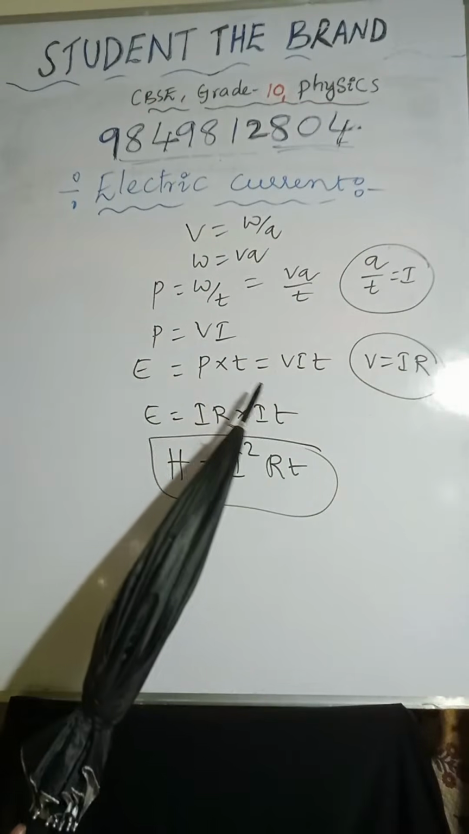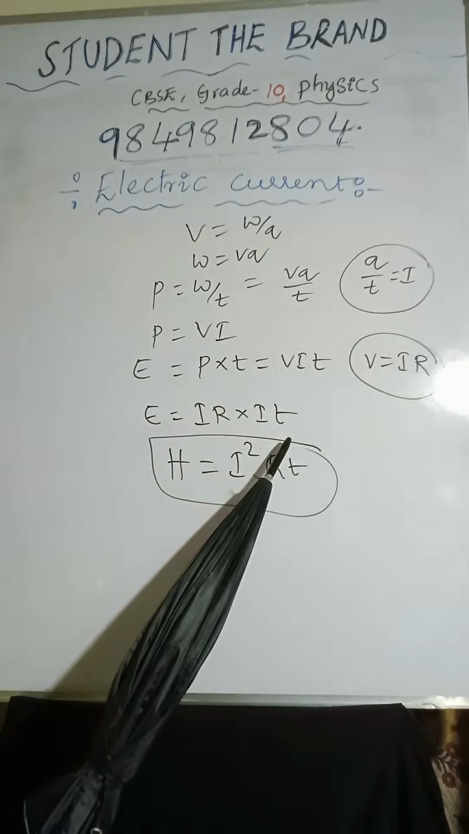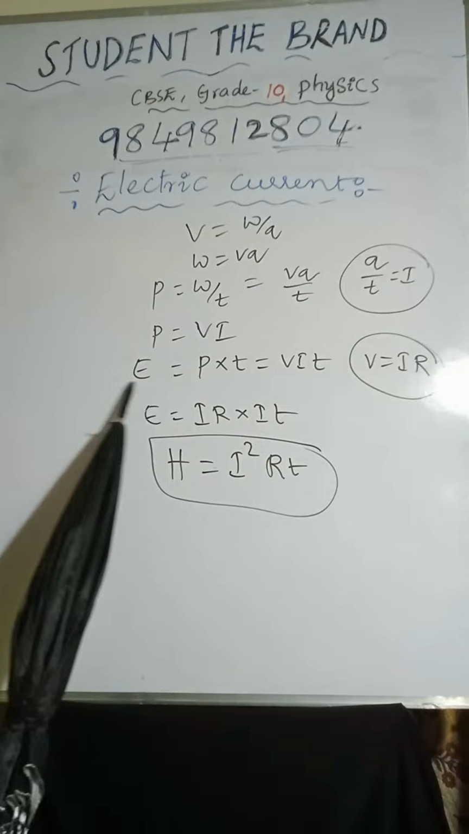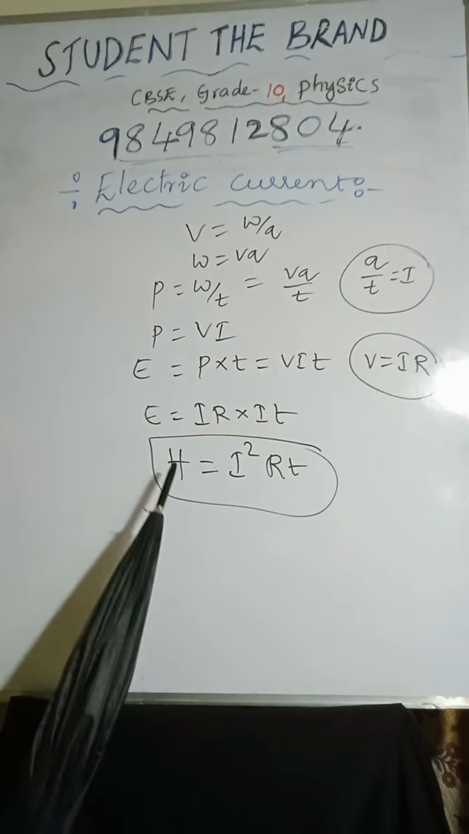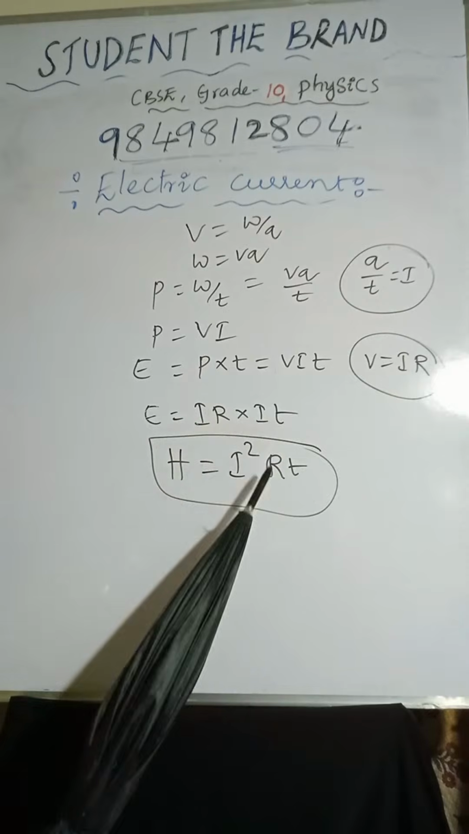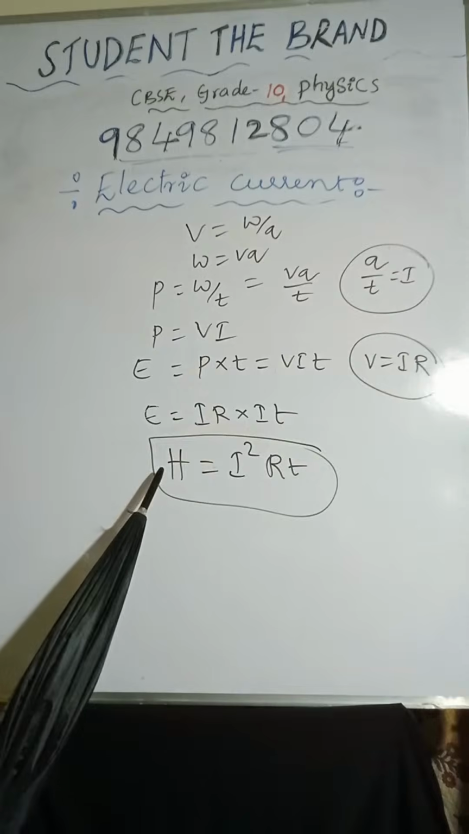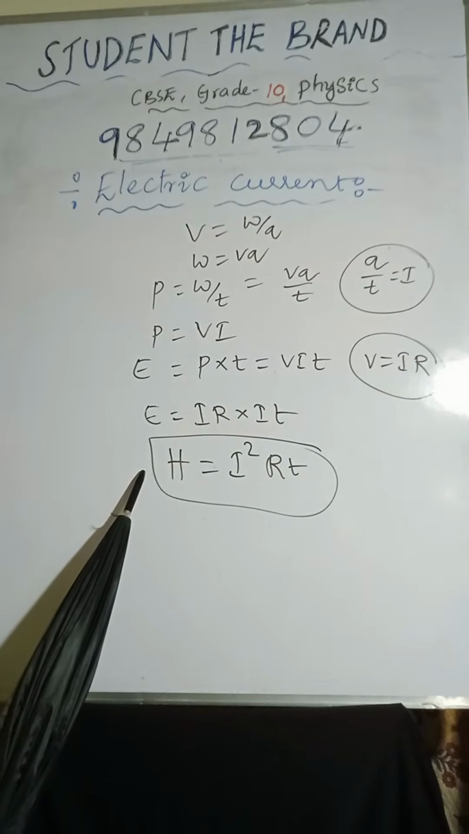E equal to P into T, VI into T. V equal to IR, so E equal to IR into IT. So whatever the energy is given to the conductor, that will be converted in the form of heat. So it's equal to I square RT. This is also known as Joule's law of heating.